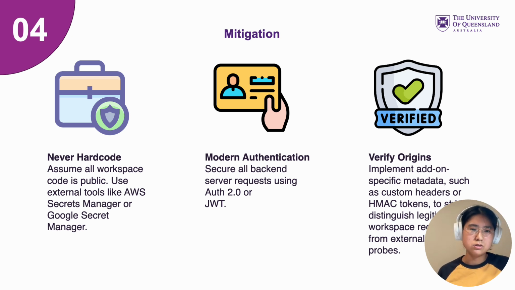The other is to use authentication to verify every request sent from the attacker or sent from the normal user, like OAuth 2.0 or the JWT, and also verify the origin. We encourage the developer to attach their metadata, maybe the custom header or HMAC tokens, when they send requests to their own server. This allows them to distinguish between the valid request from the workspace and the malicious request from the attackers.